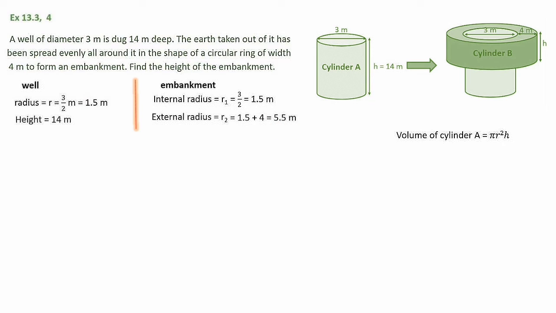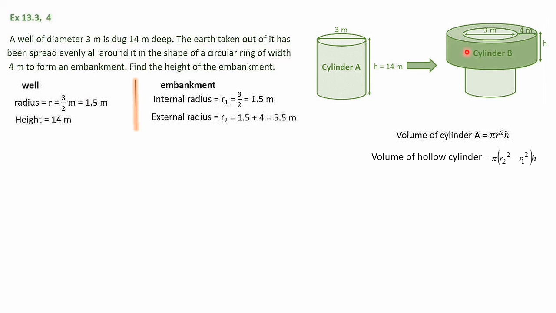So here let's recall the formula. Volume of cylinder A is the normal formula for a normal cylinder, pi r square h. And cylinder B is a circular ring. So the formula, we are using a shortcut here. Volume of hollow cylinder is equal to pi into R2 square minus R1 square into h. So here R1, R2 changing also, it's not a problem. The first one should be the bigger one and the second one should be the smaller one.